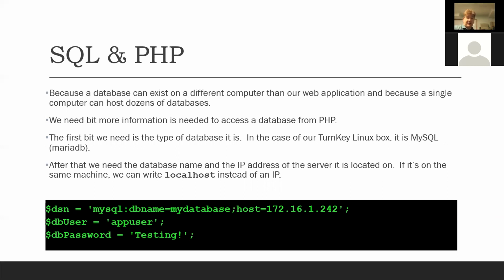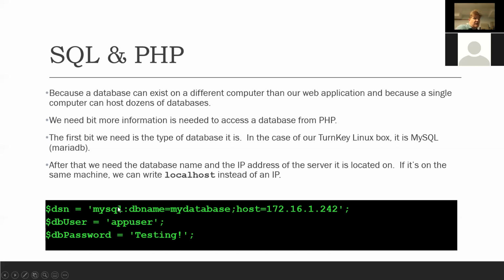After that, we need the database name and an IP address on the server for the server it's located on. If it's on the same machine that your web application is on, you can often use the term localhost instead of the actual IP, or you can use the IP address of 127.0.0.1. That's equivalent to localhost.